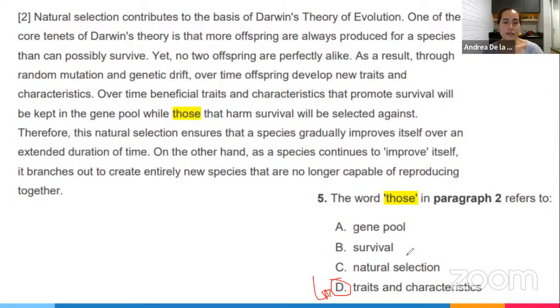So we can solve this by just reading, what we did before. We go back to the question, to the sentence where the word is. We read it, and it says, over time, beneficial traits and characteristics that promote survival will be kept in the gene pool, while those that harm survival will be selected against. So we're definitely talking about traits and characteristics.